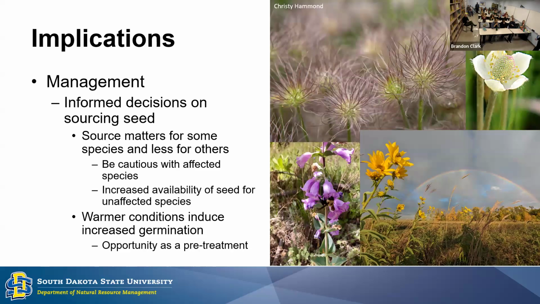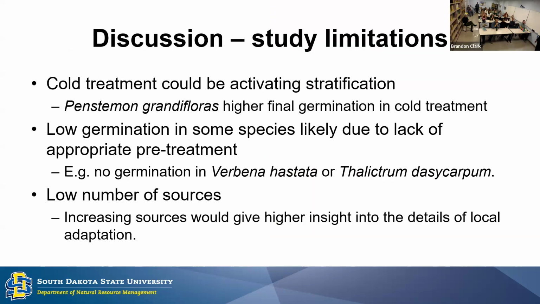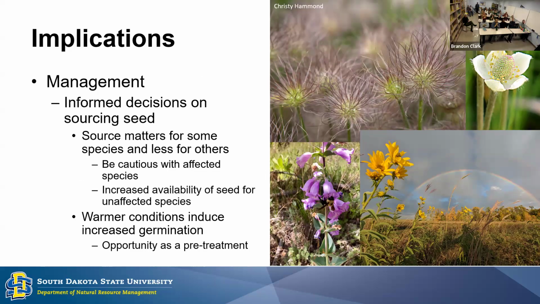So the implications for management are that these results can inform decisions for folks in seed. Source matters for some species, but maybe less for others. This could mean that restoration practitioners might want to be more cautious with those affected species and where they get those from. But of the ones that didn't show that interaction or presence of local adaptation, this might indicate increased availability of seed that they might be able to use to their advantage for establishment.